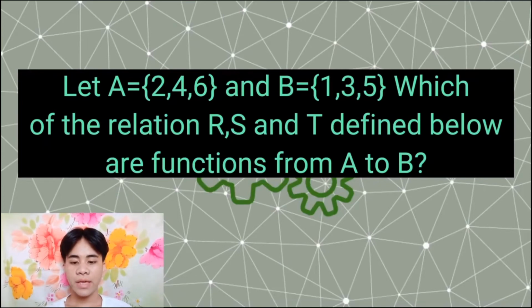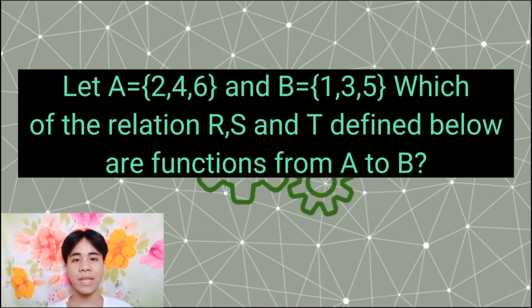So, example of the functions and relations of finite sets. So, let A is equal to {2, 4, 6} and B is equal to {1, 3, 5}. So, the question will be, which of the relations R, S, and T defined below are functions from A to B? So, yung 2, 4, 6, yun lang yung element ng A, and yung 1, 3, 5, yun lang yung element ng B.